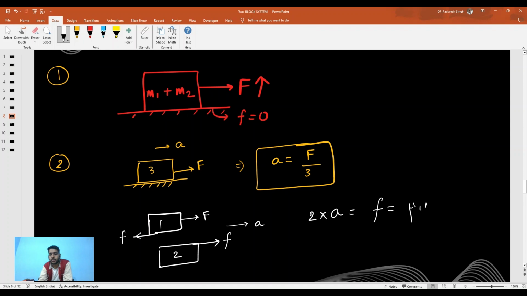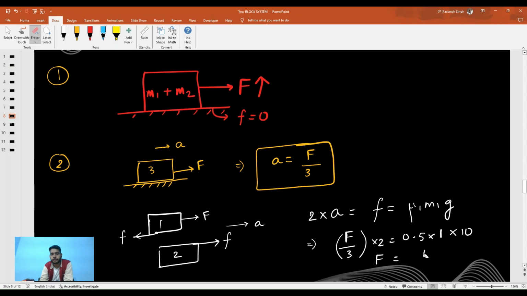So 2 into A, that is, the acceleration of this particular body depends upon friction. What will the value of friction be? Mu into M1 into g, because there is friction between these two surfaces. In place of acceleration, we can put F/3. So F/3 into 2 is equal to 0.5 into the mass of M1, which is 1, into 10. So F is 5 into 3 by 2, which we can write as 7.5 newton. This will be the value of force required for slipping between the two surfaces.